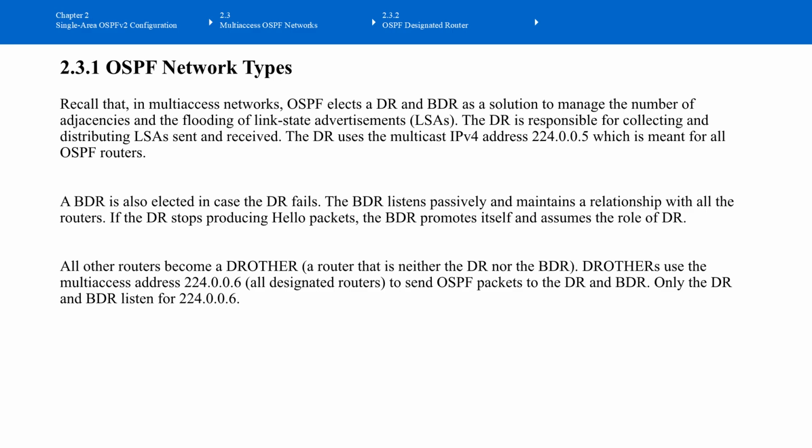There are 2 important multicast addresses. 224.0.0.5 is for all OSPF routers, which is used to send information to all OSPF routers. And also 224.0.0.6, this is for the DR and the BDR only, which is where the DR others send information.